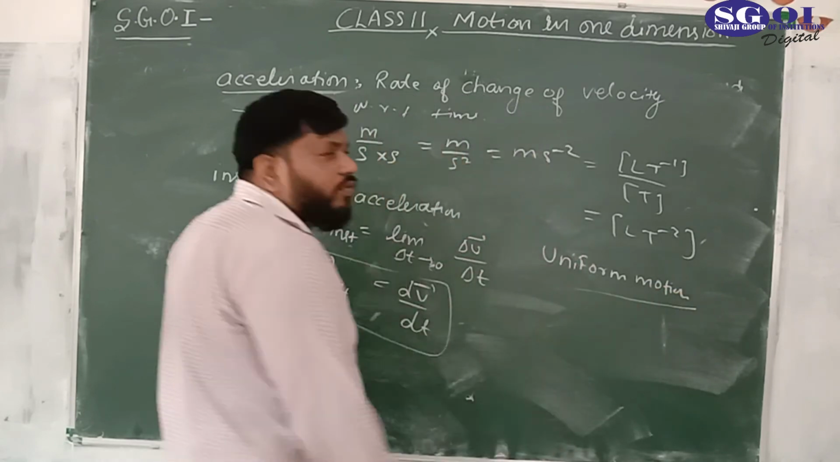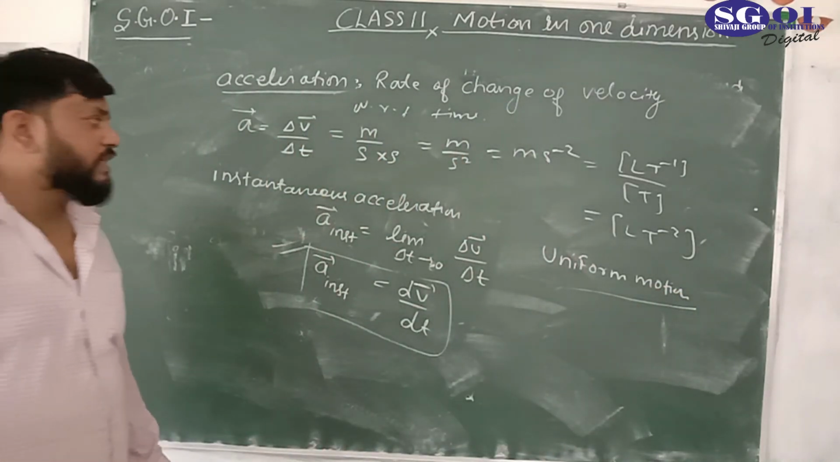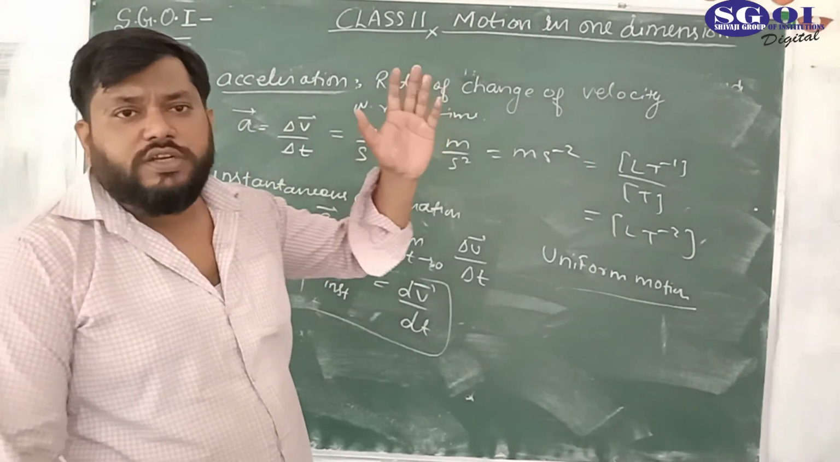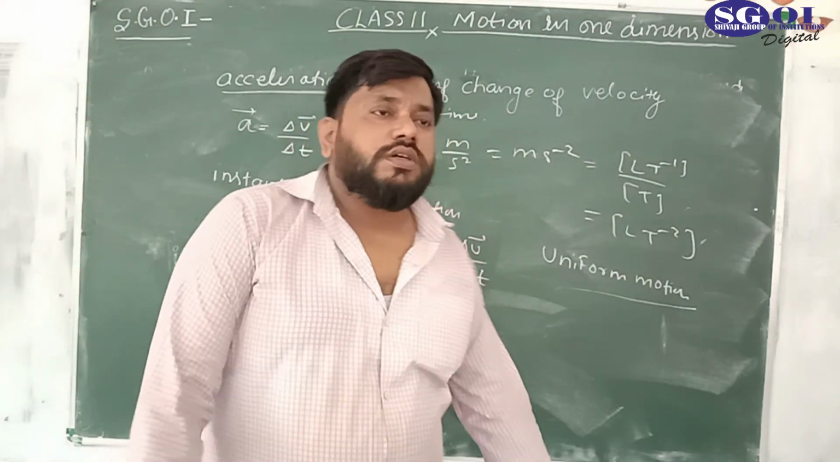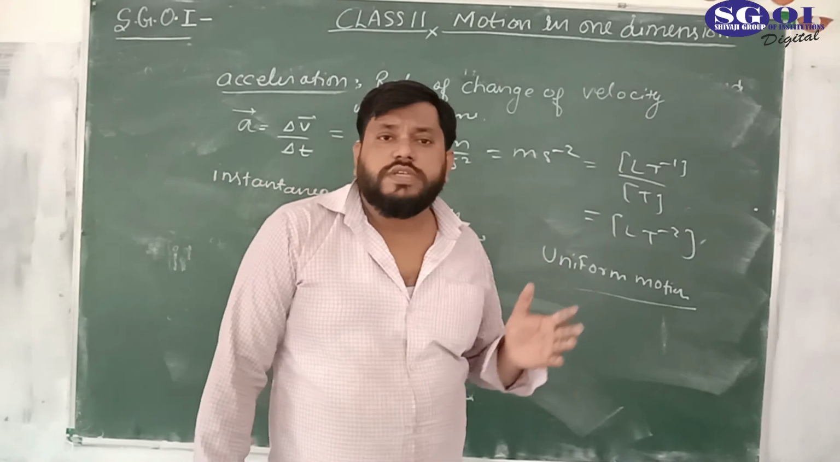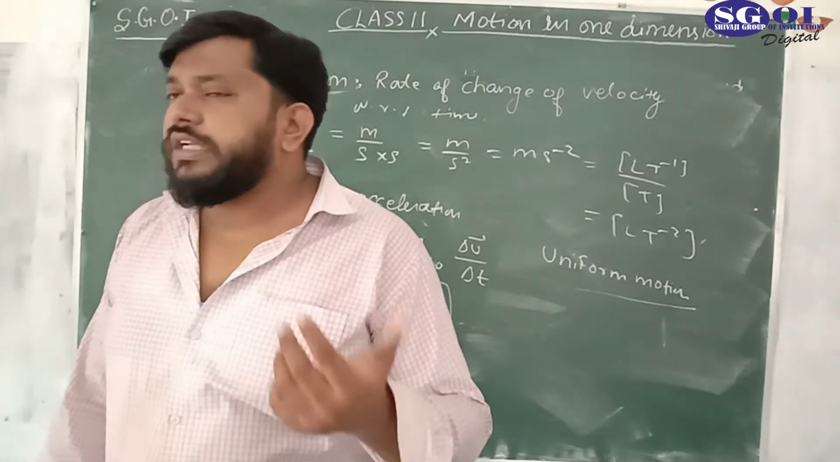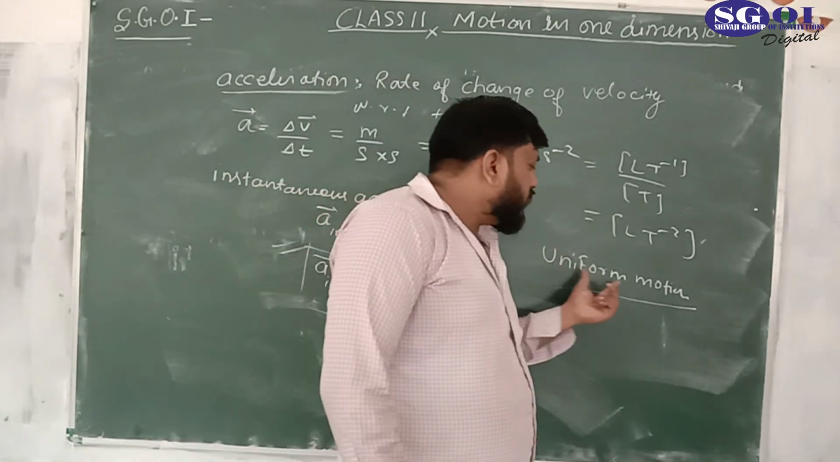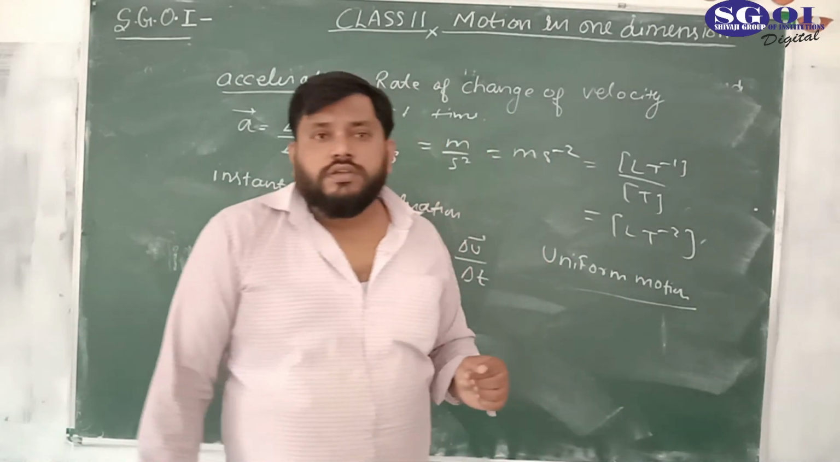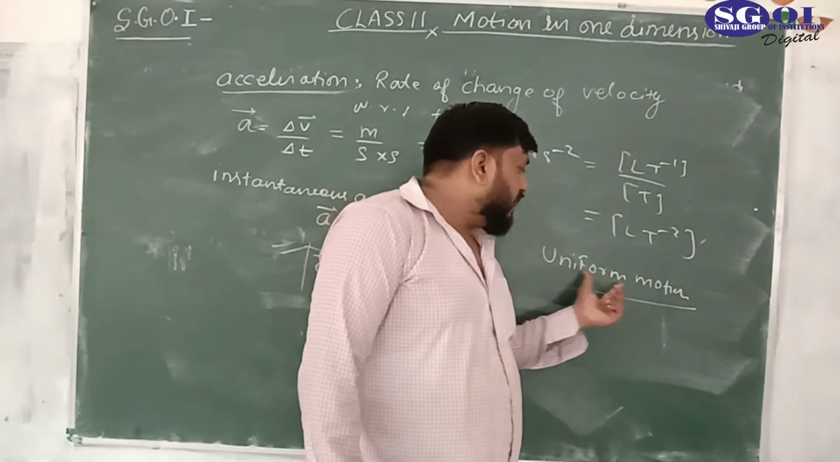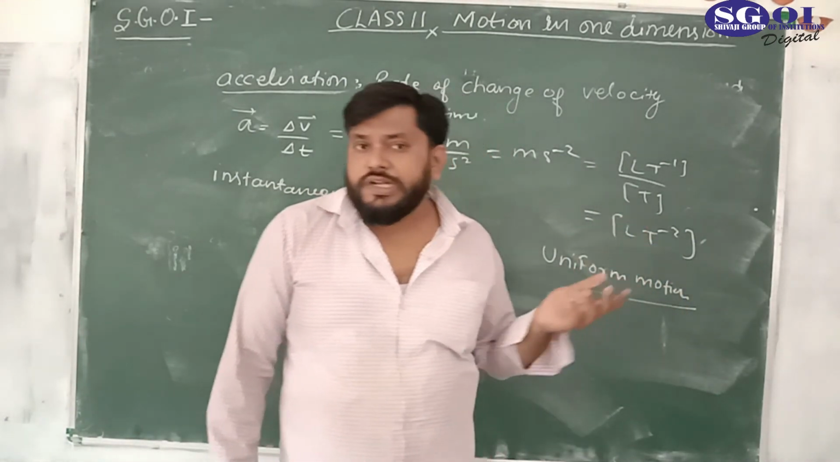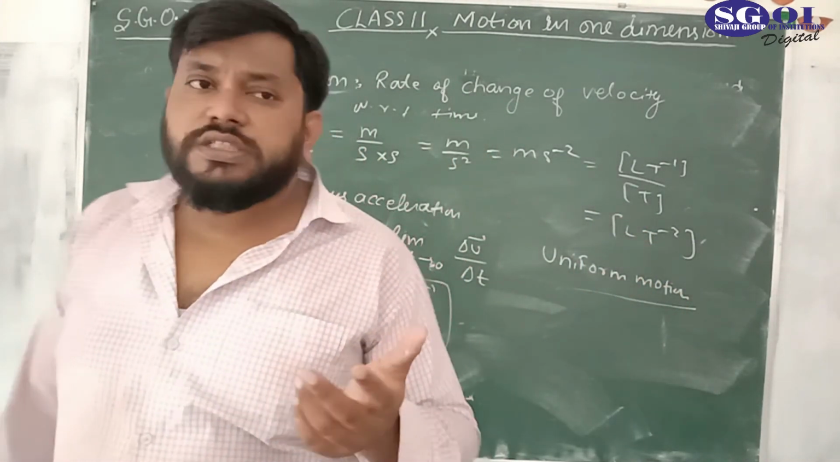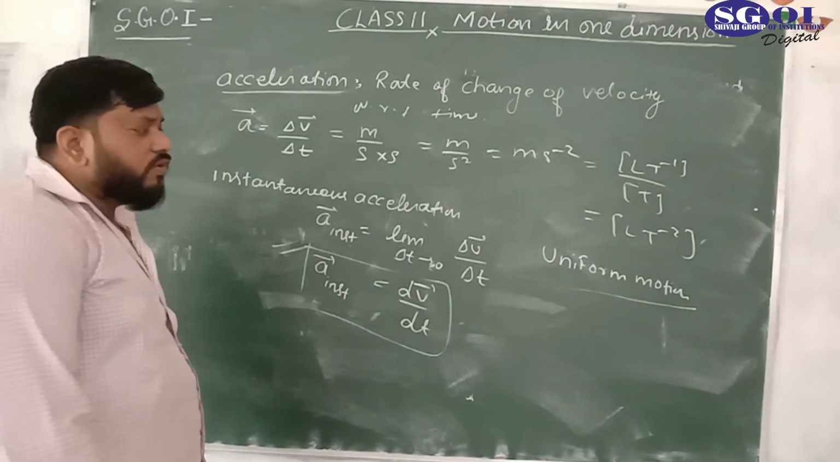We have talked about uniform velocity and uniform acceleration. Uniform acceleration means acceleration is constant during the journey, so that type of journey is called uniformly accelerated motion. So what is uniform motion? Here we are simply saying uniform motion, not uniformly accelerated motion. So both are different things.